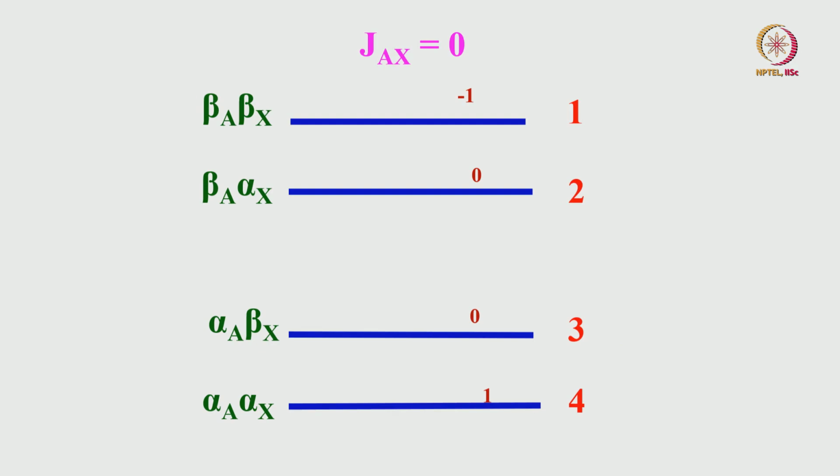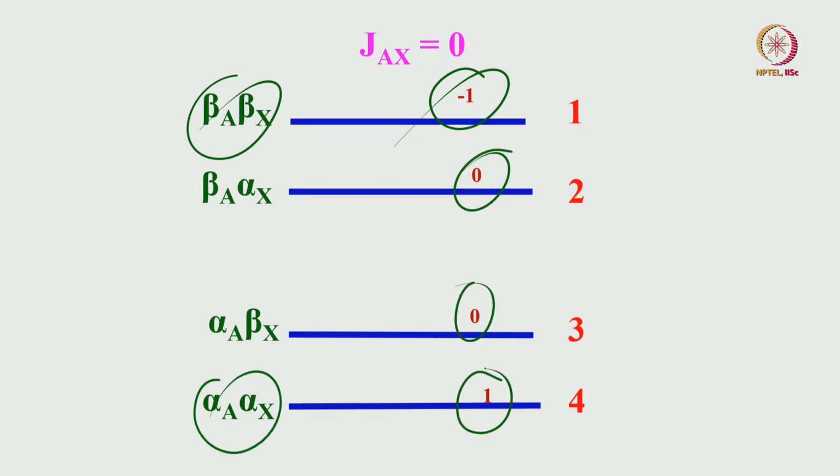We will consider a situation where the coupling between A and X is 0. Of course, we have 4 possible energy states, and the energy states are different because the orientations are different. So beta beta and the others have different magnetic states, different energies. Now I am writing like this: beta beta is -1 total magnetic quantum number, this is 0, alpha alpha is 1. This we knew already, we have discussed how to calculate this one.